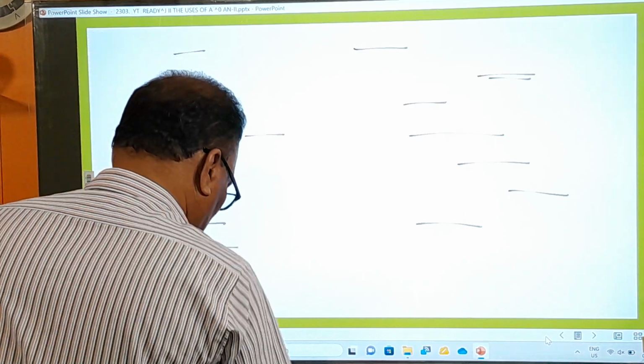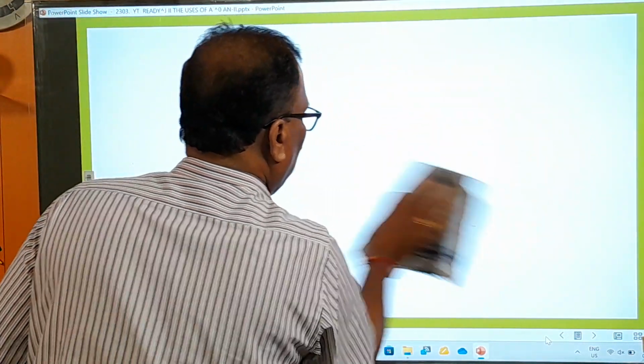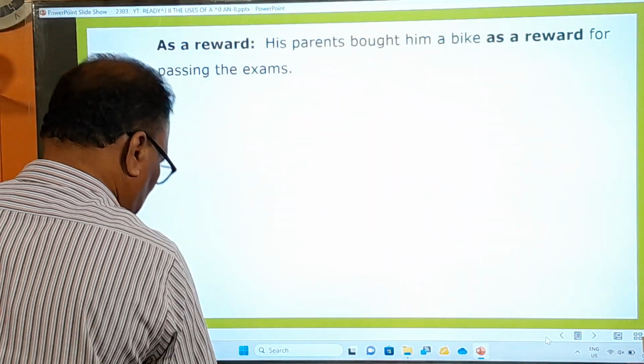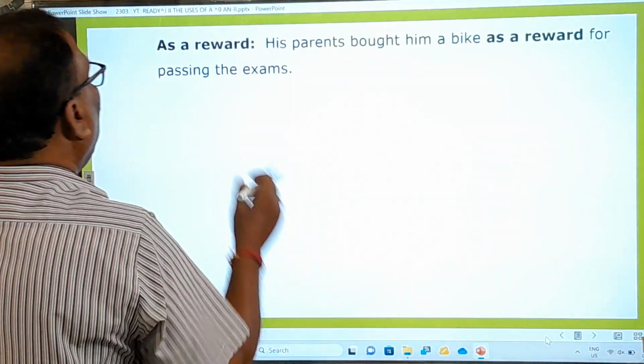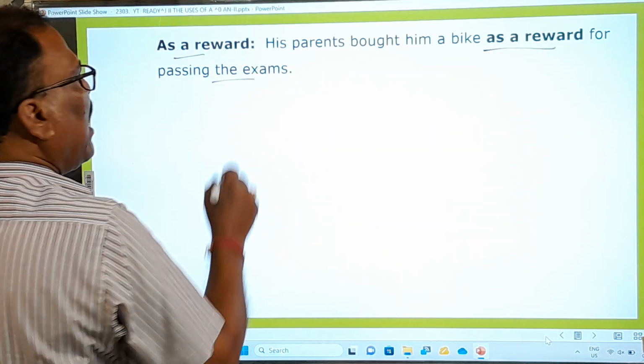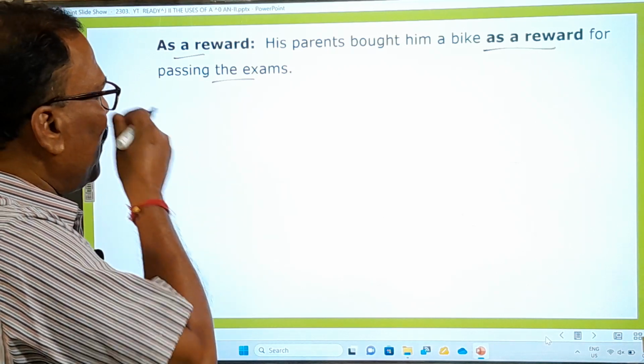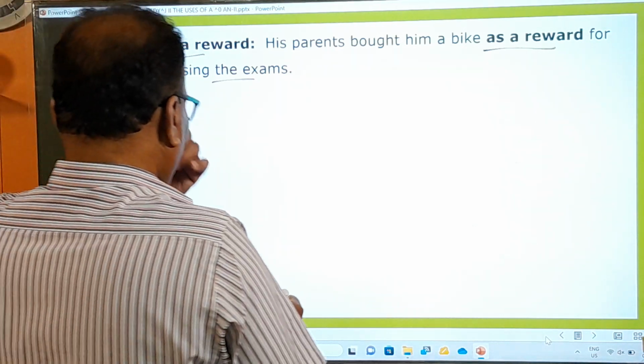Next, you go very quickly to the next slide, and in this again some more examples are discussed. And here you see, as a reward: his parents bought him a bike as a reward for passing the exams. So his parents bought him a bike.